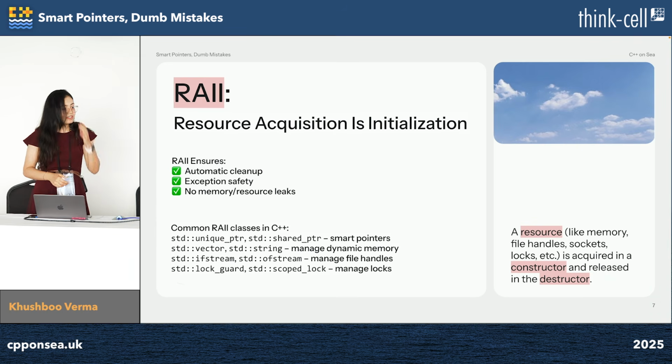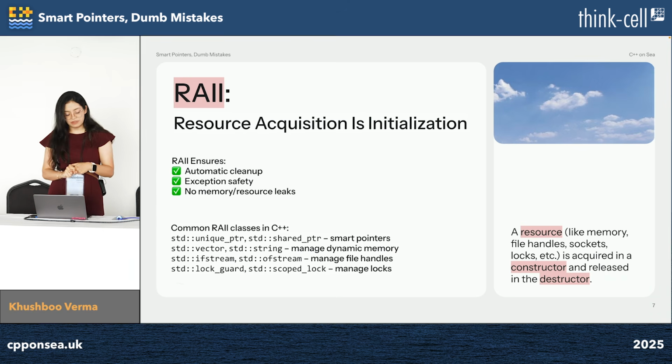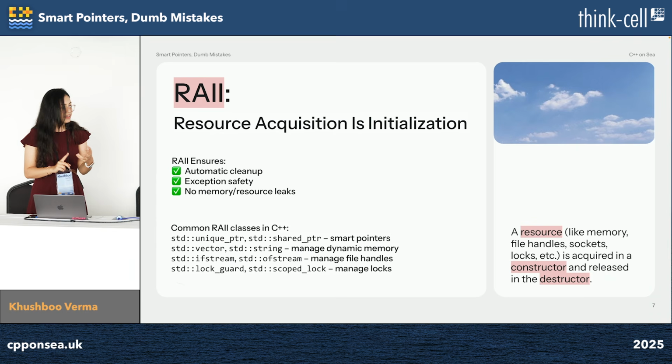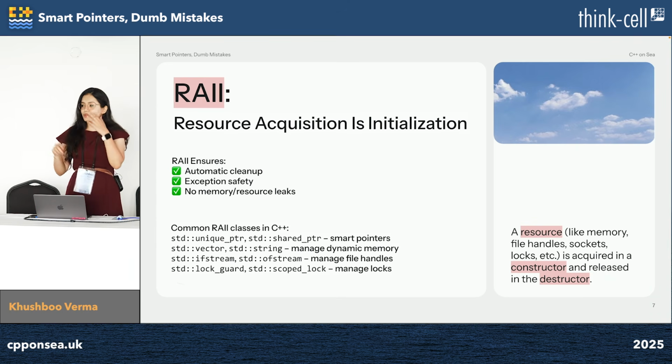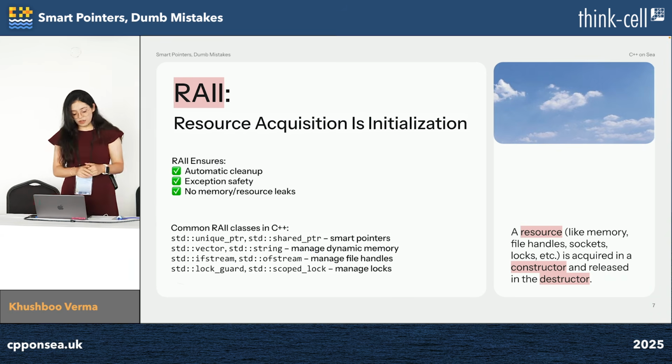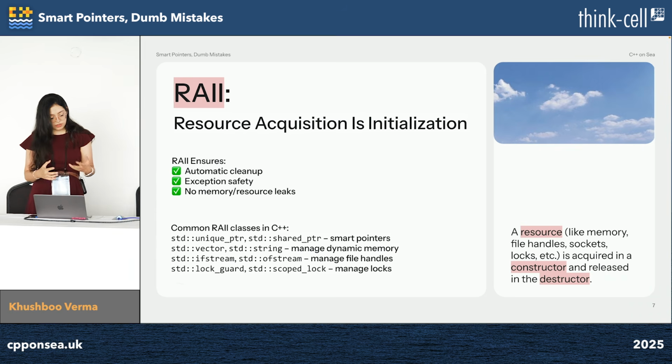Some common RAII classes that we all have been using in C++ are unique pointer and shared pointer, which we are going to talk about. So these are the smart pointers. And then we also have vector and string in C++, and that's the reason we do not do new vector. It's automatically taken care of in terms of managing this dynamic memory. And then we also have iostream and all the file handling classes, which are also following RAII. And then the mutex locks, the lock guard and the scoped locks, are also using this.